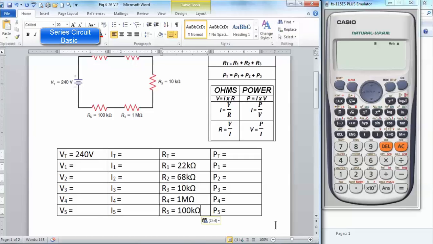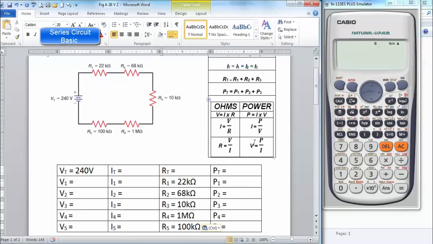Based on the values that we are given, the first thing that we can actually solve for would be RT. And if we look at our rules for series, it shows us that RT is just the summation of however many resistors you are dealing with. So in this case we have 5 resistors, so we're just going to add all of those up.